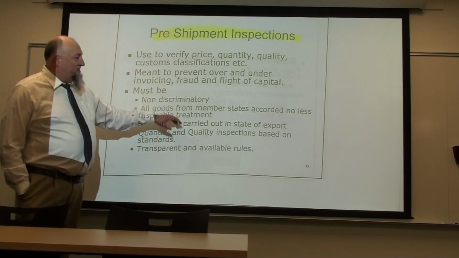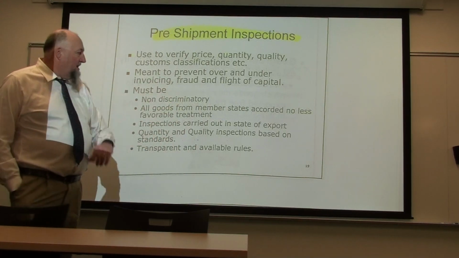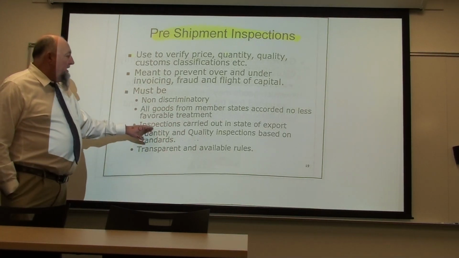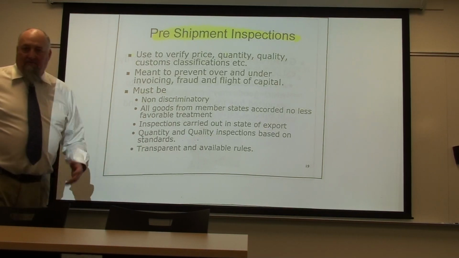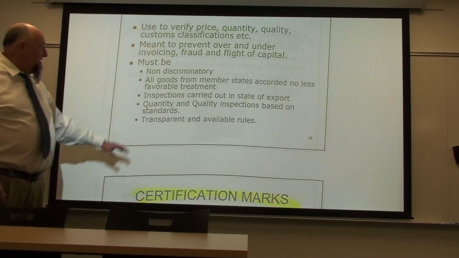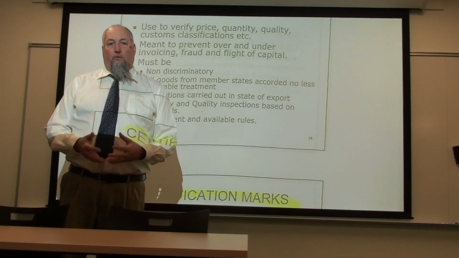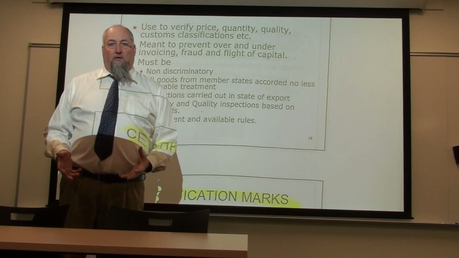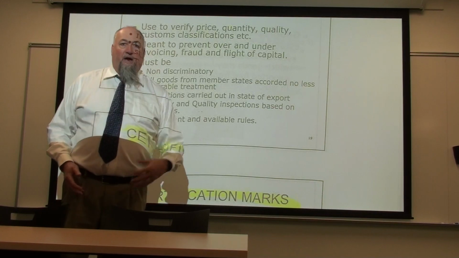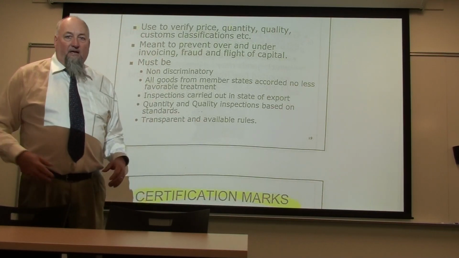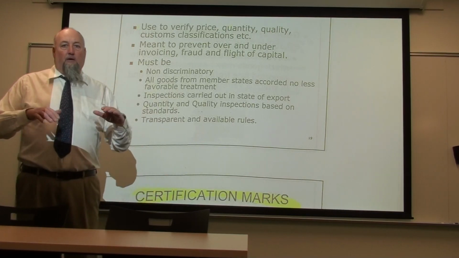All goods from member states must be given no less favorable treatment, meaning you treat everybody the same. They must be carried out in the state of export. Quantity and quality inspections must have set standards, and they must be transparent and available rules so that you know ahead of time what the rules are and be able to look those up and research them. So in other words, they're not made up by the inspector on a day-by-day basis depending on the customer or whatever. You want them to be applied equally.